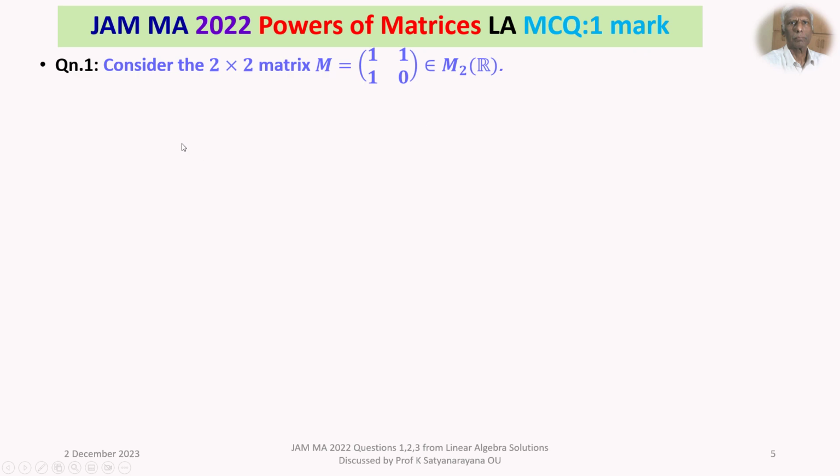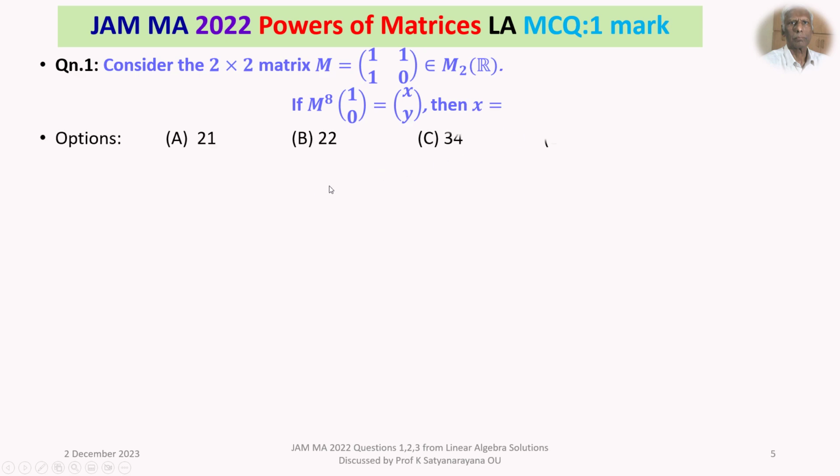for 1 mark. Consider the 2 by 2 matrix M is equal to, first row 1 1, second row 1 0, belongs to M2 over R. If M power 8 multiplied by the column vector 1 0 is equal to the column vector x y, then x is equal to. We are given 4 options here.